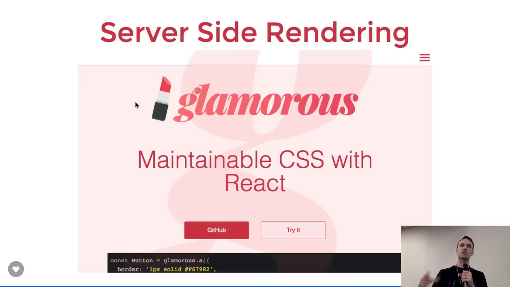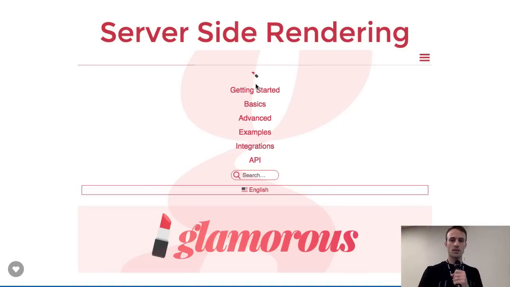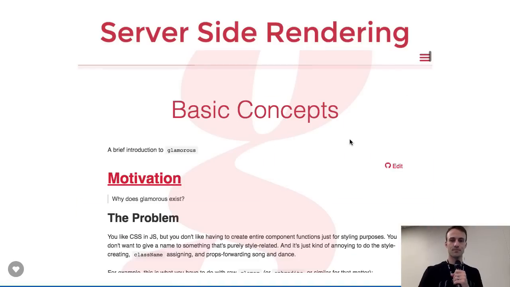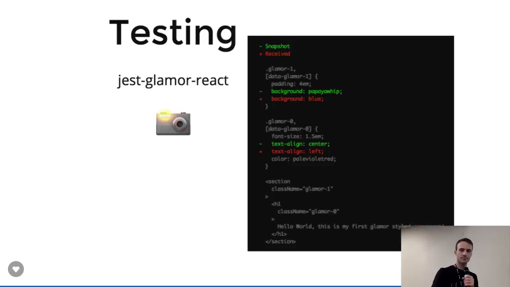So like all that critical CSS stuff that we spend forever trying to make work, you don't even need to worry about that because it's all written in JavaScript. We have so much more power to be able to control that. And so yeah, the Glamorous website is ultra fast, and not much more to say about that. Server-side rendering is pretty cool though.